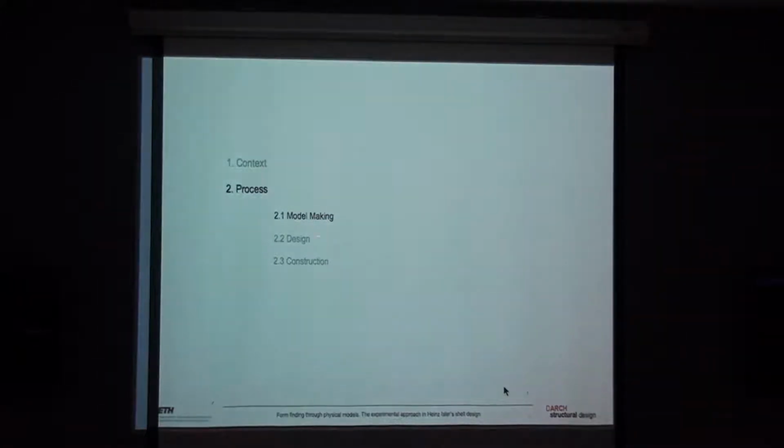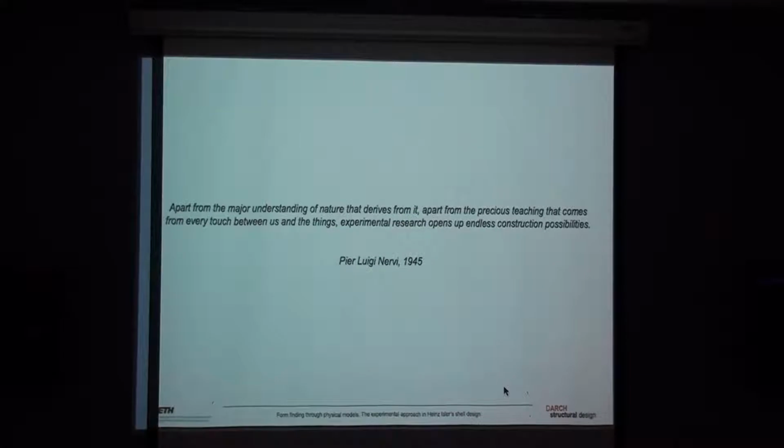So in the first part, I would like to define a bit of my research. I would like to define a bit the model making techniques, because as John was also saying, the most important thing is the touch between us and the things. And this is something that Pier Luigi Nervi also wrote in 1945 in his first publication, and it's something that Isler was really taking into account: the fact that experimental research opens up endless construction possibilities.